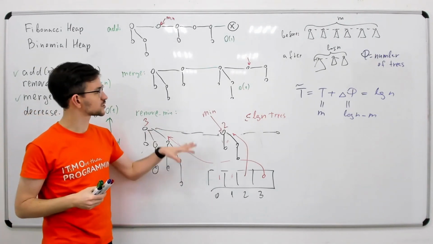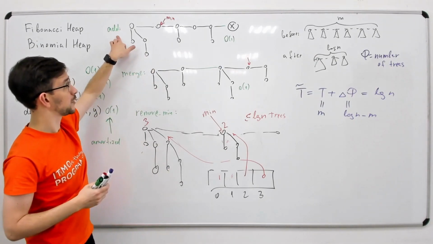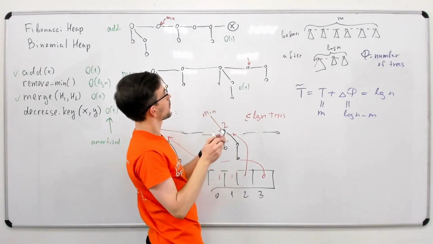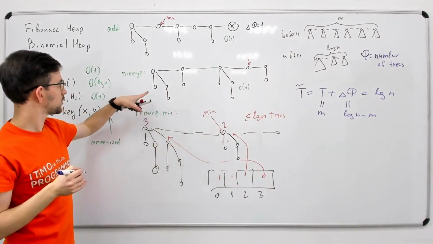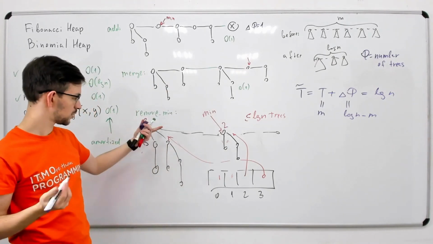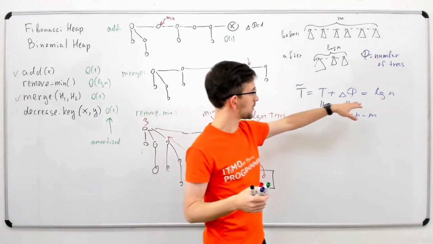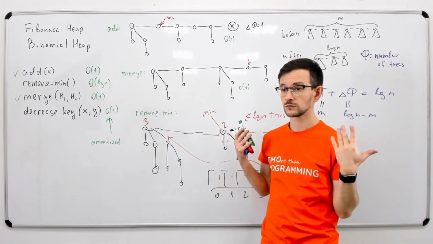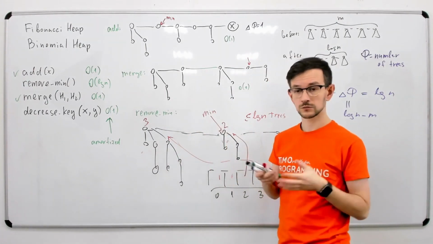And all other operations do not increase the potential much. When you add one more element, you add one more tree, so here delta phi is 1. And when you merge trees, you don't increase the number of trees. So that's all. This is why the amortized cost of remove min is logarithmic. Cool. That's how you remove min.